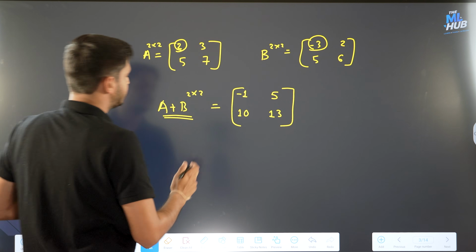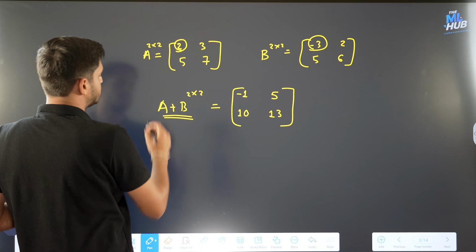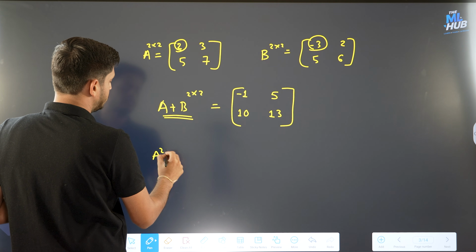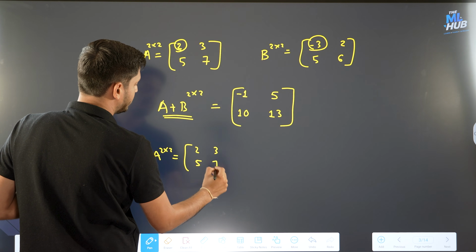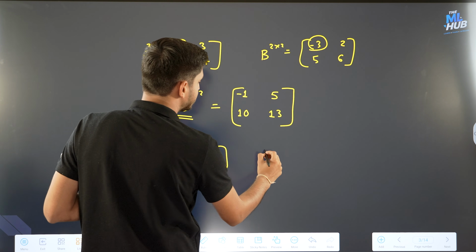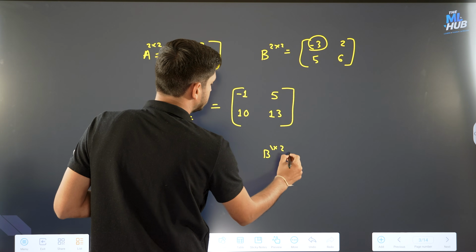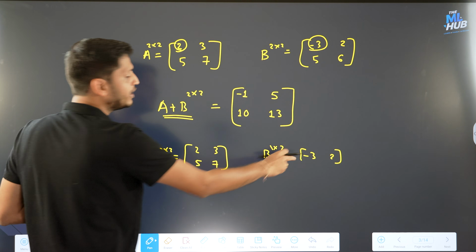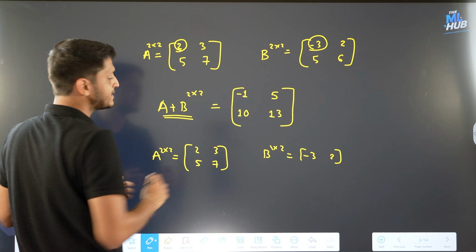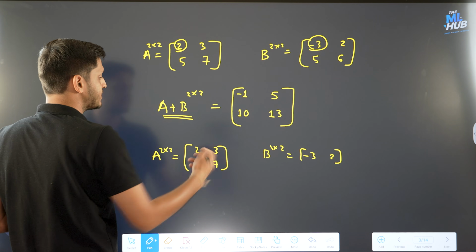Again, their order must be the same. Let's say A is 2 cross 2, the same matrix, 2, 3, 5 and 7, and now let's say B is 1 cross 2, just -3 and 2. This is a 1 cross 2 matrix, 1 row and 2 columns. These matrices cannot be added.